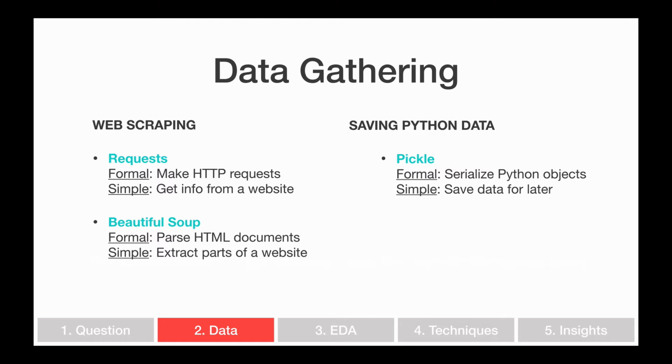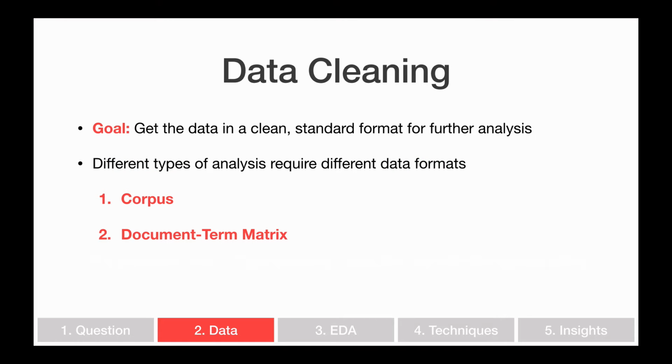And what Beautiful Soup does is it takes all the content of a web page and it's able to extract certain parts from that web page. So let's say I just want the title or I just want a certain image. I can get that with Beautiful Soup. And then finally, once I got all this data, I pickled it. So pickling is basically taking an object in Python and then saving it for later. And I'm going to walk through all of this in a Jupyter notebook at the end of this section as well.